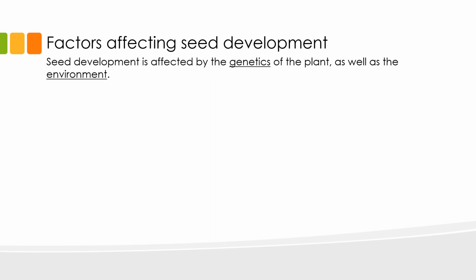Seed development is affected by both the genetics of the plant as well as the environment. The natural variation that we observe in size, shape, color, as well as in other features of a seed are determined largely by the genetic makeup of the plant. To illustrate this point, let's look at seeds of various plant species and see how one differs from another.